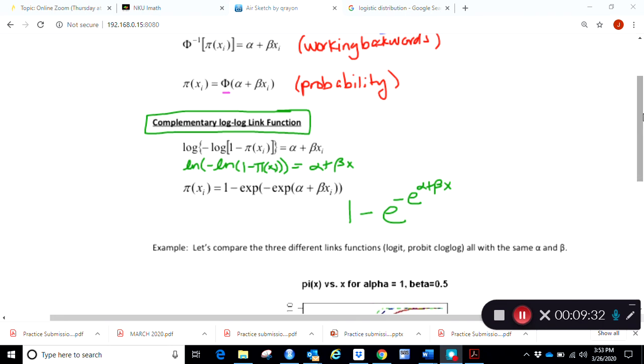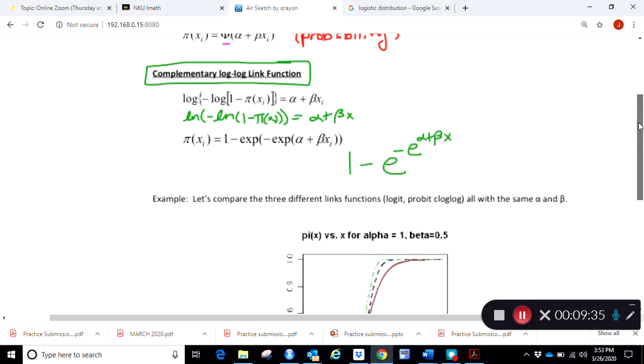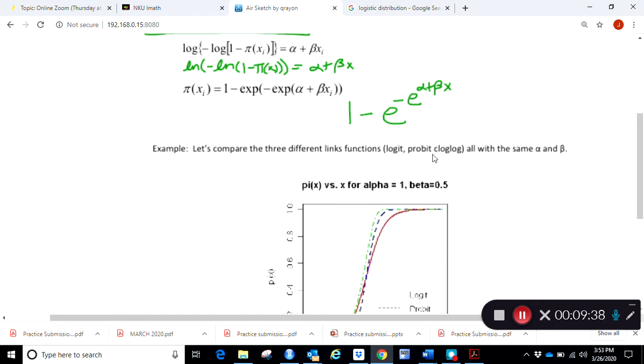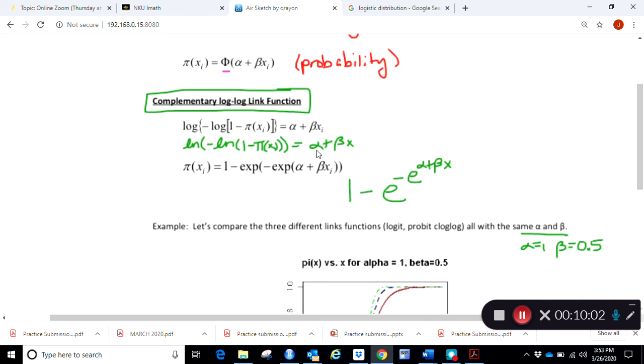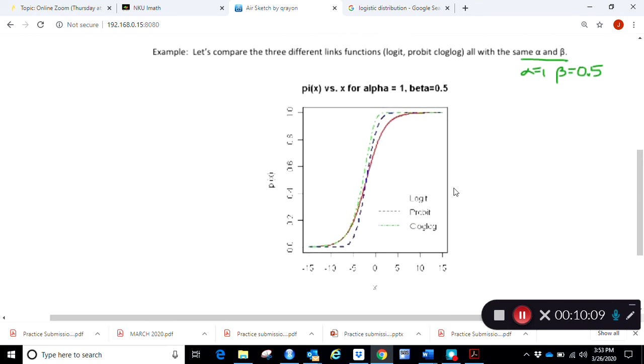So let's start by looking at a graph of these three different link functions. We're going to call them the logit, the probit, and then I call it the cloglog for the complementary log. But for this example, just to see how they're similar but different, we're going to be using the same alpha and beta. So for our example here, alpha is going to be equal to 1, and beta is going to be equal to 1/2. If I use those in each of my three different link functions and then transform them back to get my pi, here's what my graphs would look like.